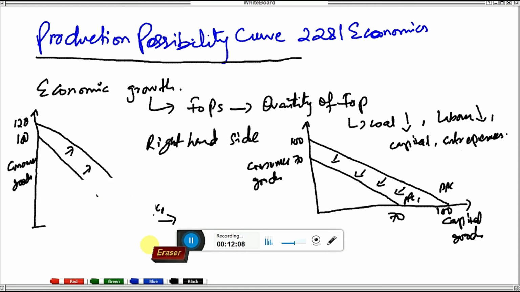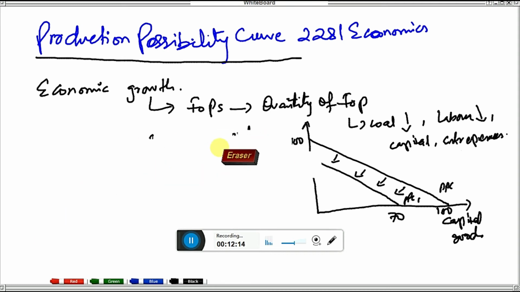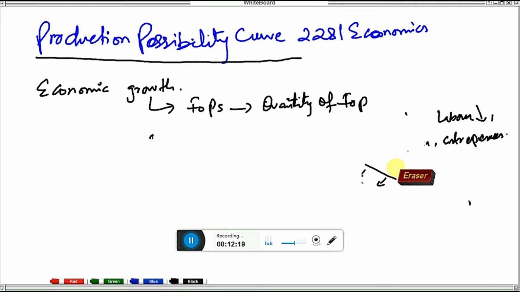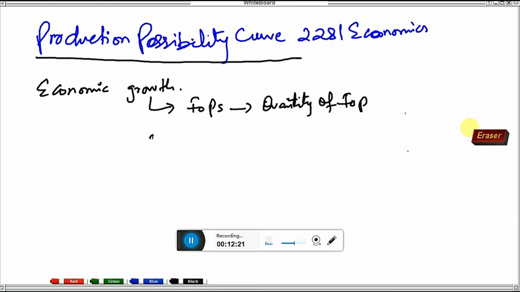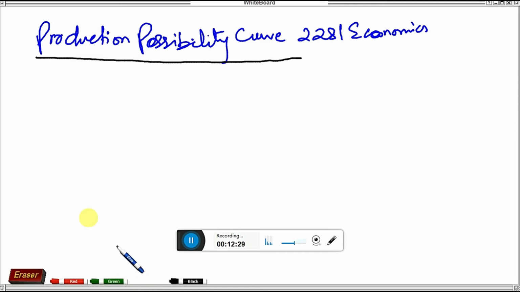So apart from economic growth, there are certain other things which we have to learn in this, and that is the shape, which we can say increasing returns, increasing opportunity cost and decreasing opportunity cost. I'll only give you a glimpse of that, but it's not necessary to learn everything in this because you need to use your own common sense in that. Okay, this is a graph.